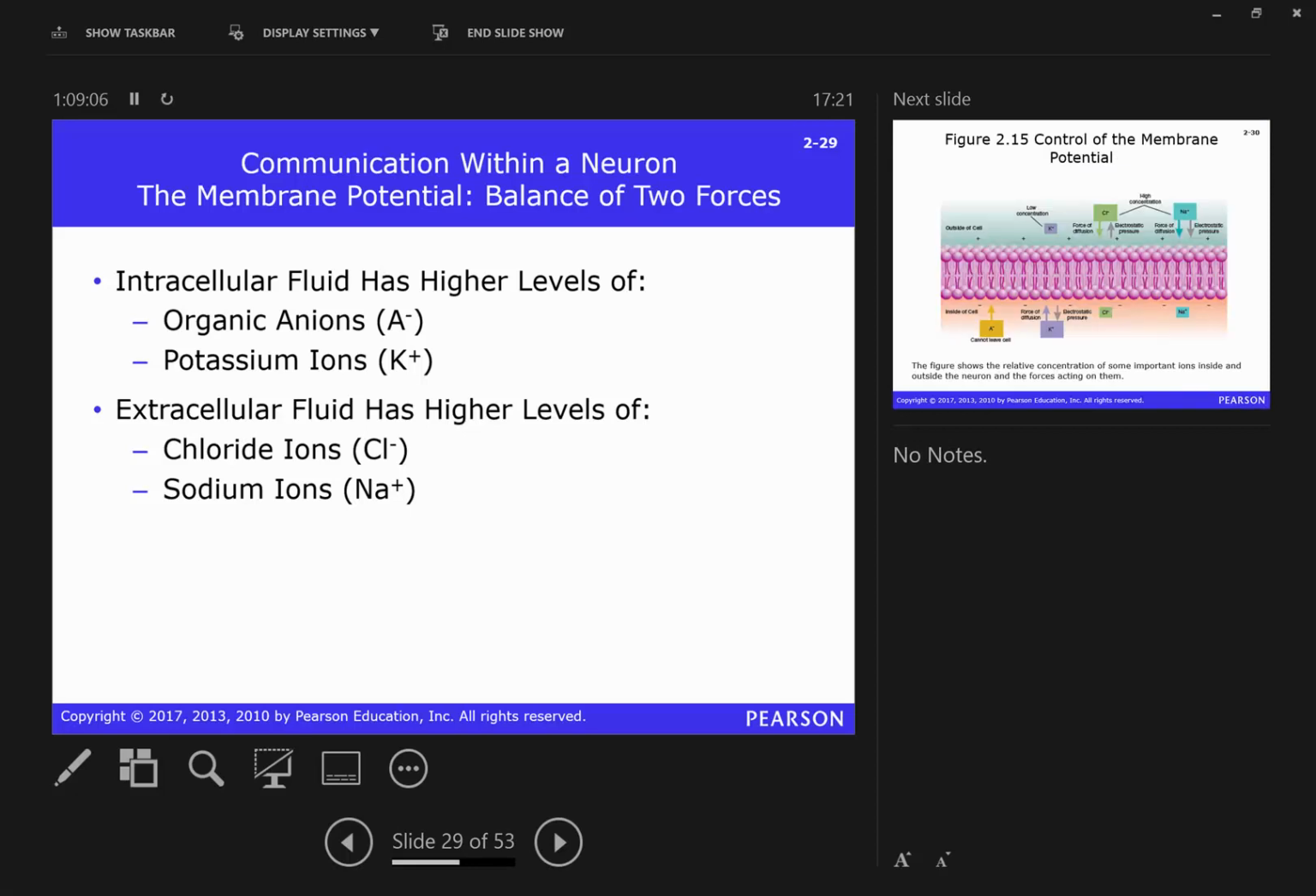Intracellular fluid, this is inside the cell. You have high levels of the organic anions and high levels of potassium. Okay, that's what you're typically holding on to inside that cell. Outside the cell is mostly just salt water, right?